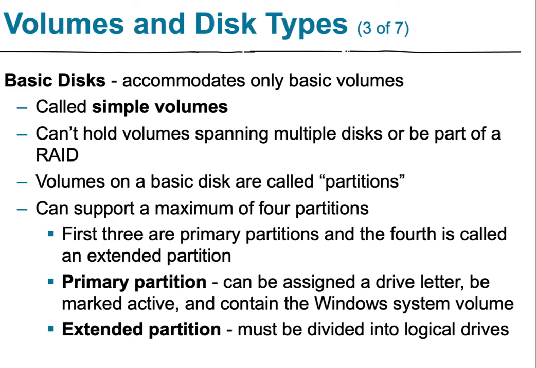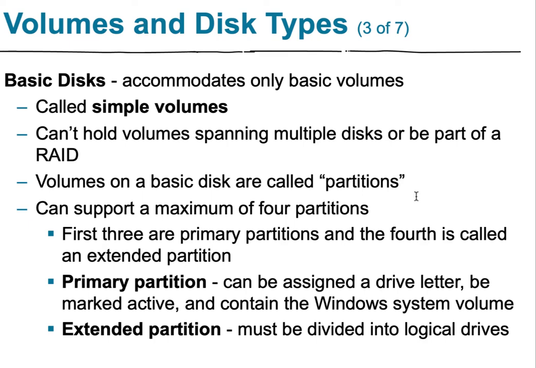The first three you create with disk management are primary partitions. A primary partition can be an active partition and can be the Windows system volume. Primary partitions are usually assigned a drive letter, but don't have to be, as does the Windows system volume. If you create a fourth partition, it's called an extended partition, which can be divided into one or more logical drives, each assigned a drive letter. A logical drive on an extended partition can hold the boot volume, but it can't hold the system volume because it can't be marked as active.